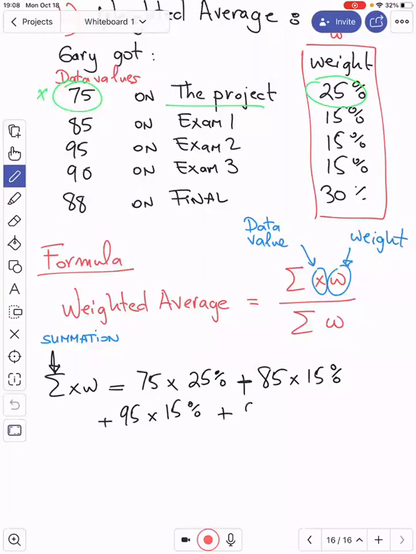Third exam, he got 90, and we have the same weight. And then the final, he got 88, and the corresponding weight of the final is 30%.